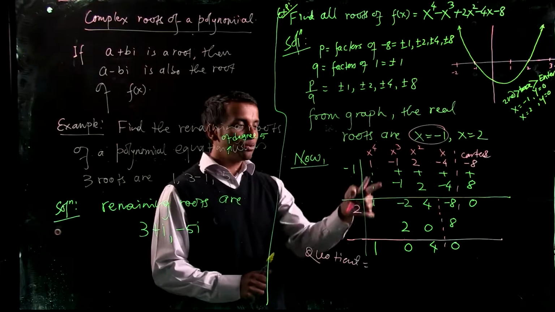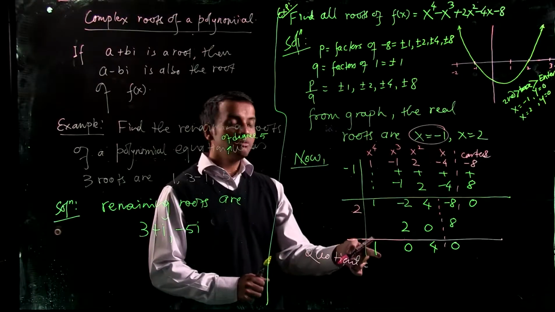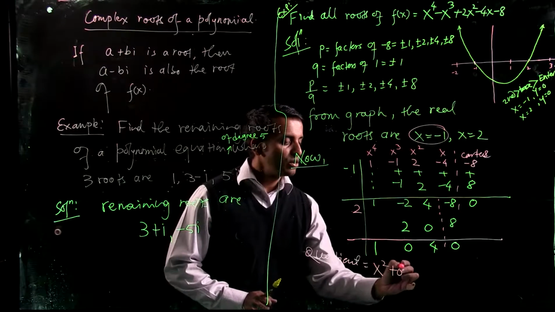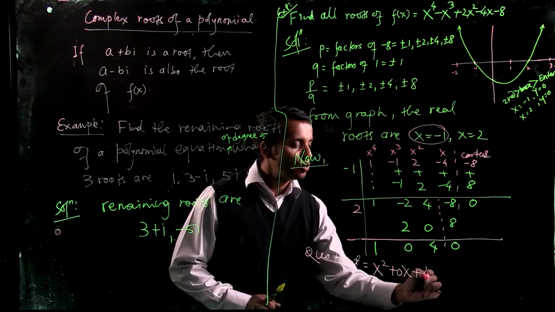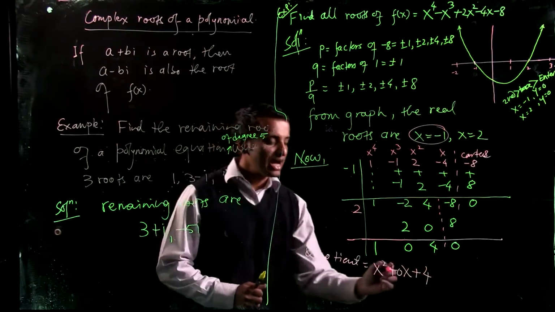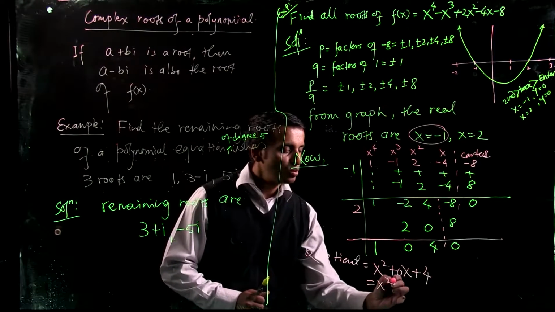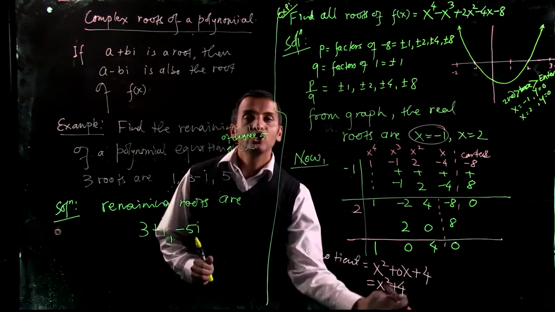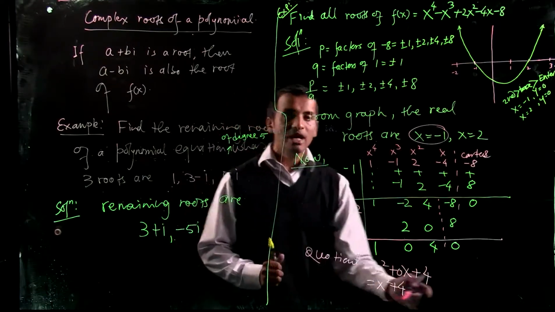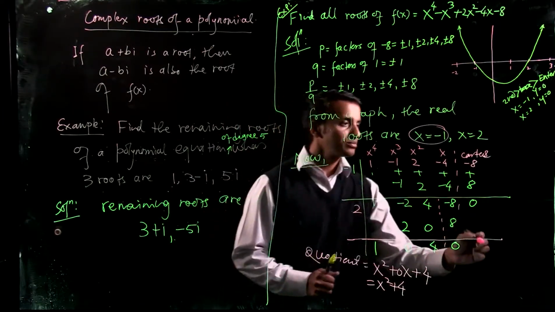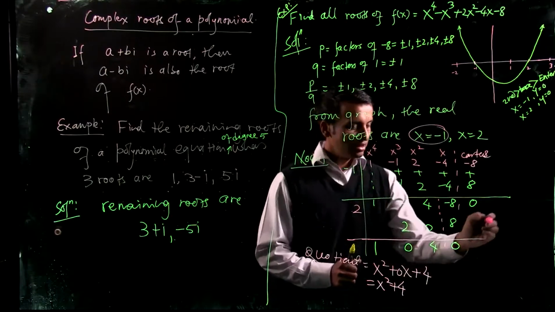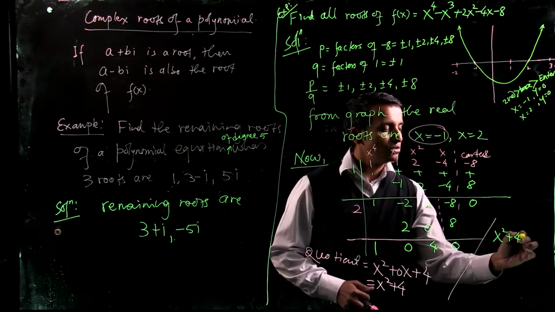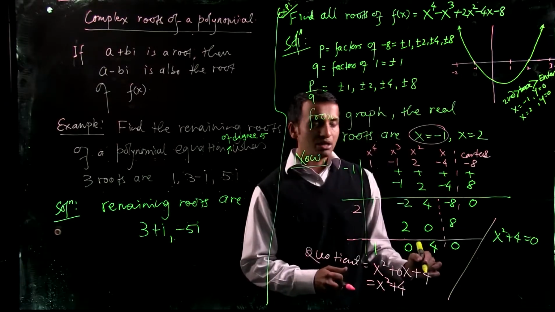So the quotient is: this is x to the fourth, this will be x to the third, this will be x squared, right? So it will be x squared plus 0 times x plus 4, right? So what do you get? In fact, this is basically x squared plus 4. Now to find out the remaining roots, you solve this quotient. So if you solve x squared plus 4, what do you get?